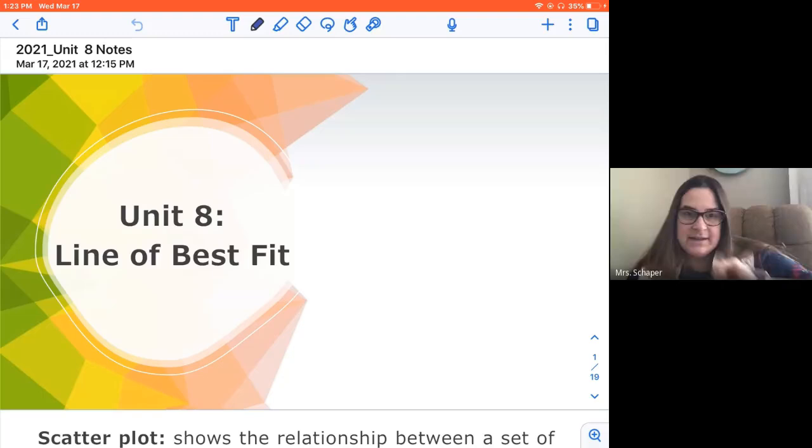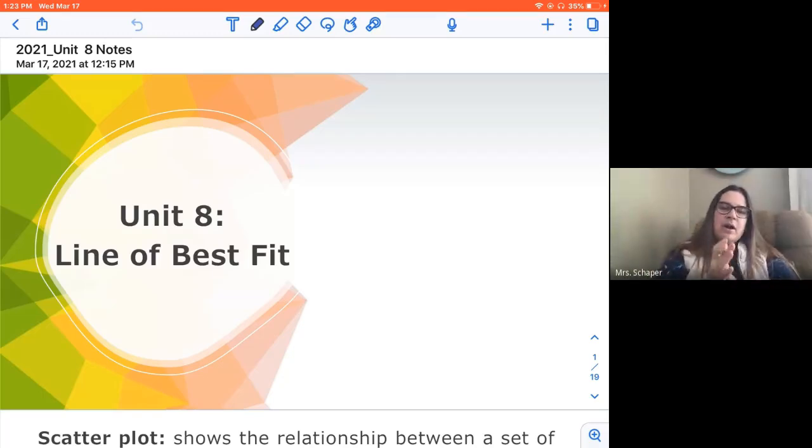It's our 3-day unit. It's going to be a super quick one. It's going to be all about line of best fit. We're going to be talking about scatter plots and correlations and how to draw a line of best fit, build on our equation solving that we've been working on and equation writing.